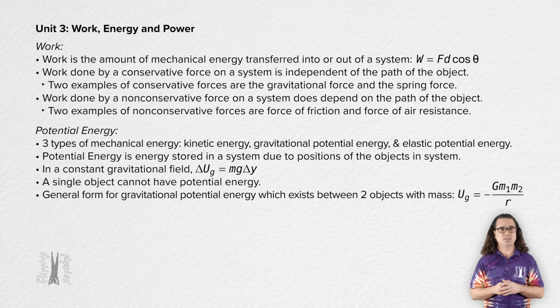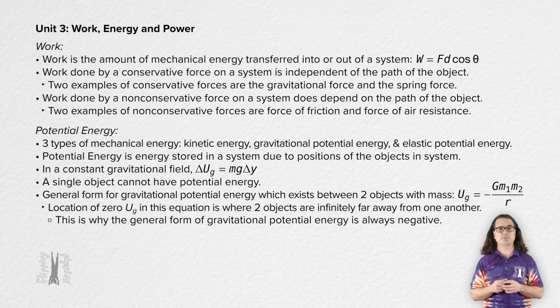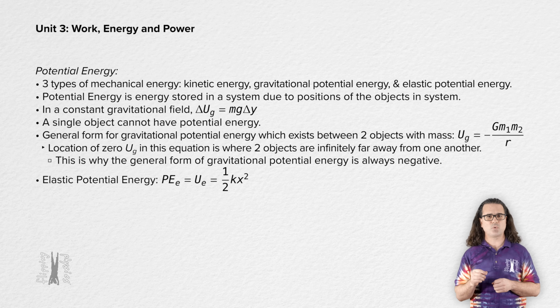Okay. Times mass 1 times mass 2, all divided by the distance between the centers of mass of the two objects. The location of zero gravitational potential energy in this equation is where the two objects are infinitely far away from one another. This is why the general form of gravitational potential energy is always negative. Elastic potential energy equals 1/2 times the spring constant times displacement from equilibrium position squared.